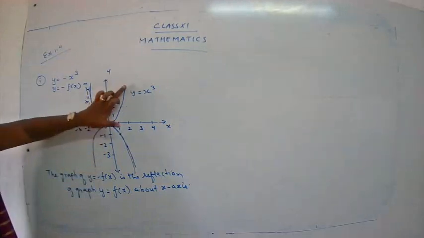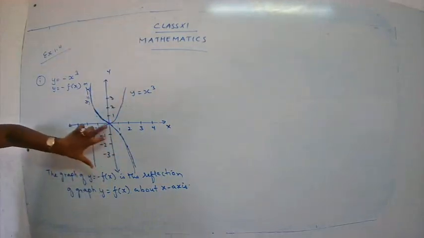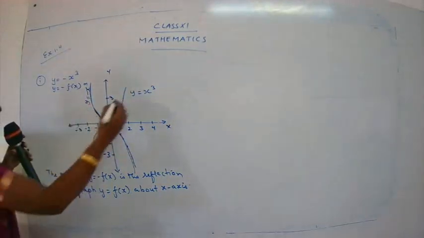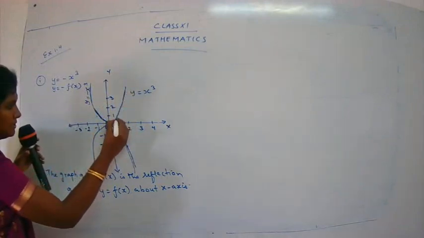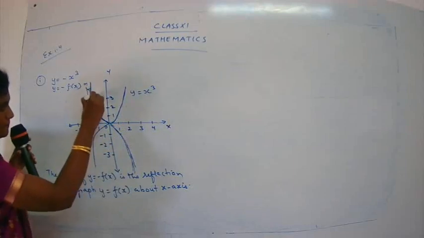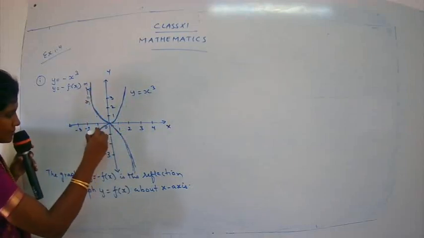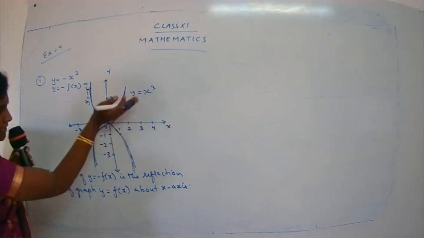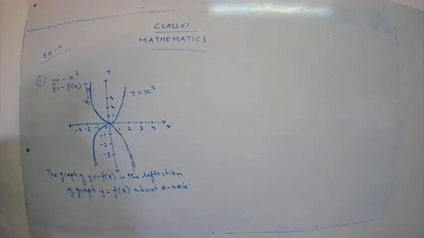Reflection about the x-axis. So this is getting reflected here, and this part is reflected like this, and this part is reflected like this. Reflection about the x-axis. Done? And write down the explanation.